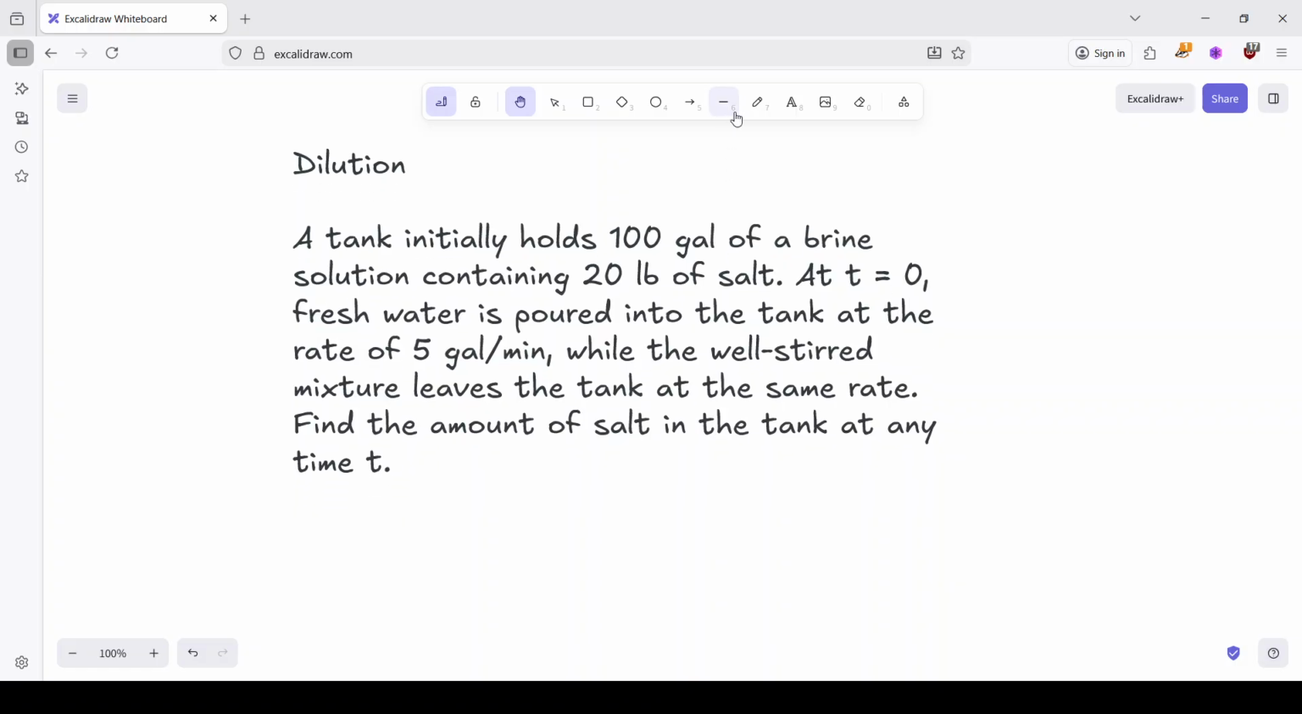So here, a tank initially holds 100 gallons of brine solution containing 20 pounds of salt. At time 0, fresh water is poured into the tank at the rate of 5 gallons per minute, while the well-stirred mixture leaves the tank at the same rate. Find the amount of salt in the tank at any time t.